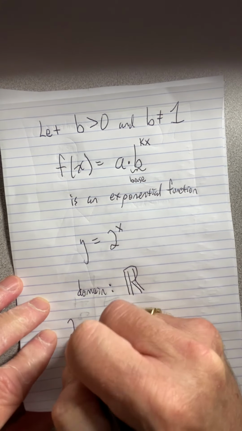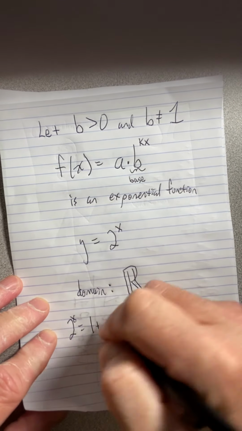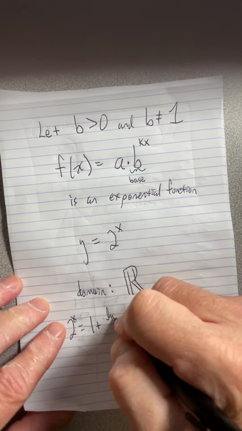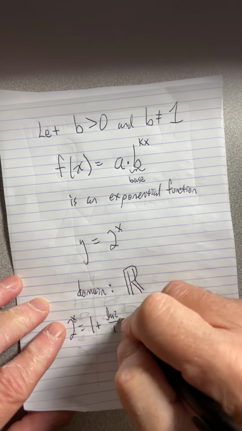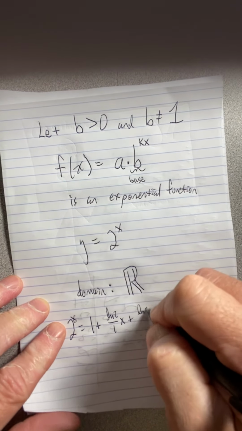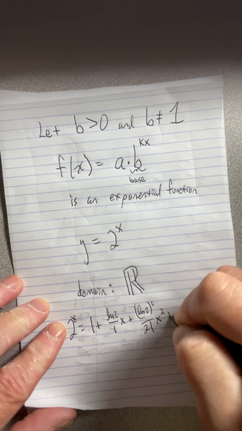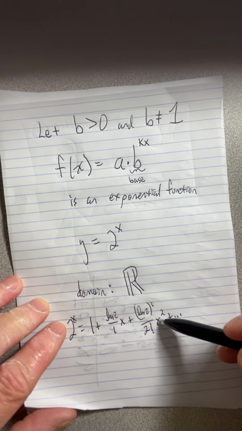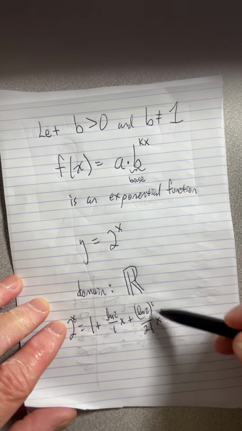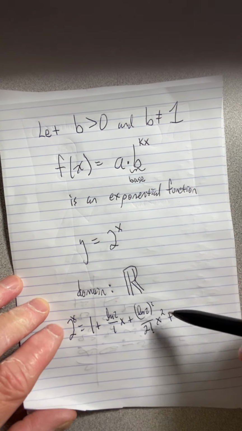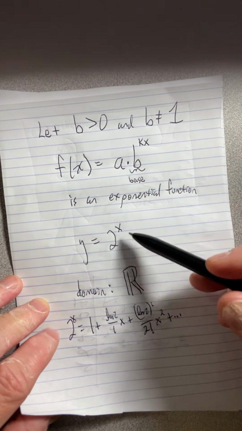The definition of 2 to the x was 1 plus the natural log of 2 over 1 factorial x to the 1, plus the natural log of 2 squared over 2 factorial x squared, and so forth and so on. And we can put in any number and square it and multiply it by another number. This would simplify to a number. So any number is allowed.